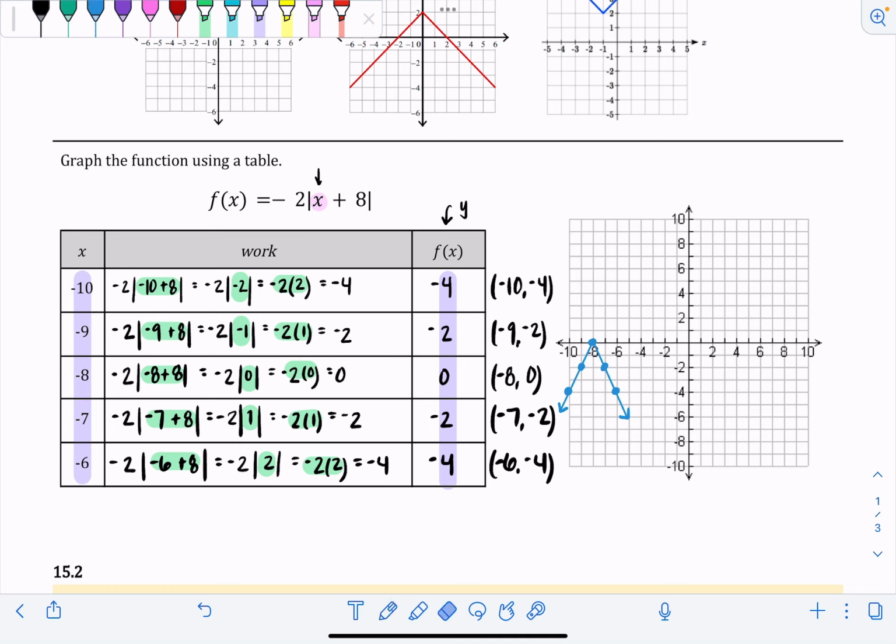And then we always draw arrows at the end of our graph just to show that it continues on forever, because these are not the only points for this function. Technically, we could put in any amount of points that we want and the graph could keep going.